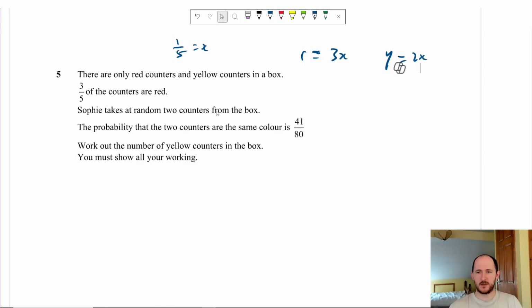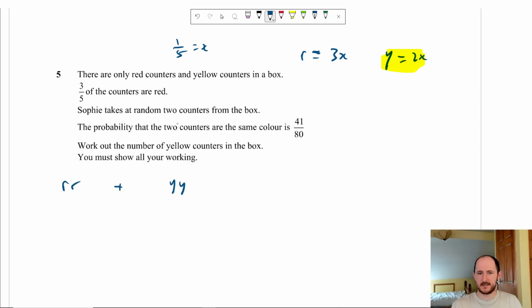So if you take that random 2 counters from the box, the probability that they are the same colour is 41 over 80. Work out the number of yellow counters in the box. So I'm looking for 2x, essentially. So, same colour means either she gets both red or she gets both yellow. And because we're saying or, that means we have to add them up. So, let's do that.